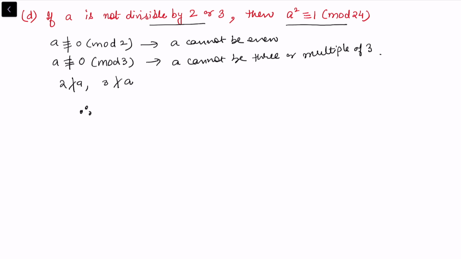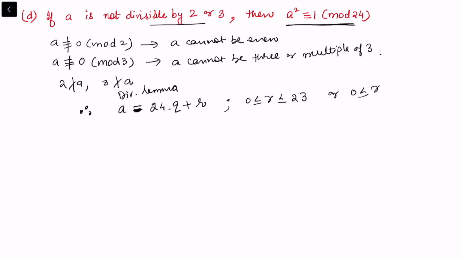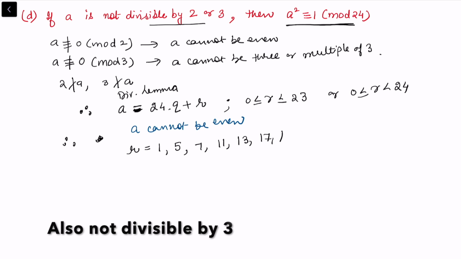So now I want to show that a square is congruent to 1 mod 24. So using the division lemma, a is 24 into quotient plus remainder, and remainder will take the possibility between 0 to 23, or I can say remainder is less than 24. So here as a cannot be even, we'll exclude the even possibility, and here I'll only take the possibility when r can be odd. So that is 1, 5, 7, 11, 13, 17 and 19.